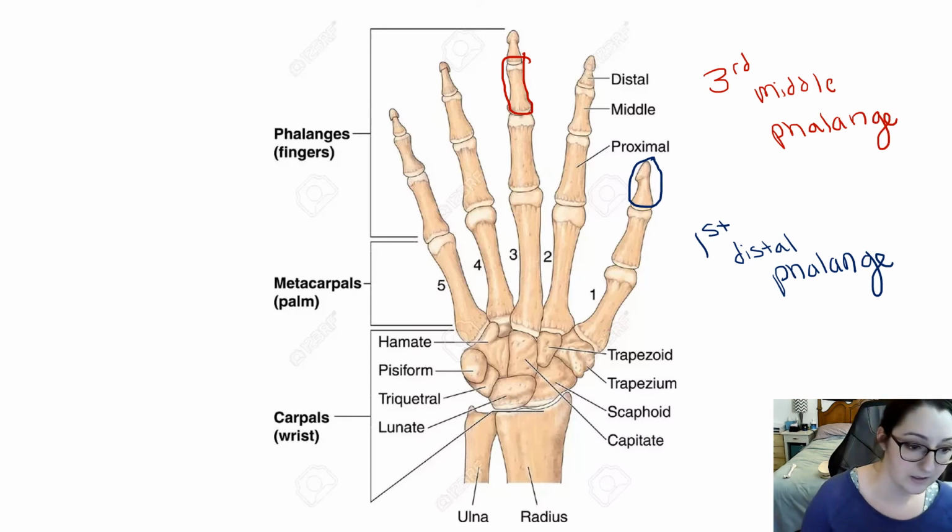Now, if I just ask you, what is this one? And you tell me it's a phalange, that is wrong. It is the fifth metacarpal. Okay.